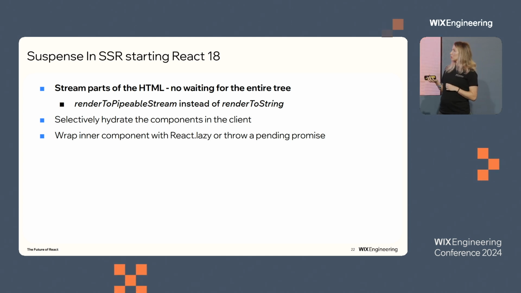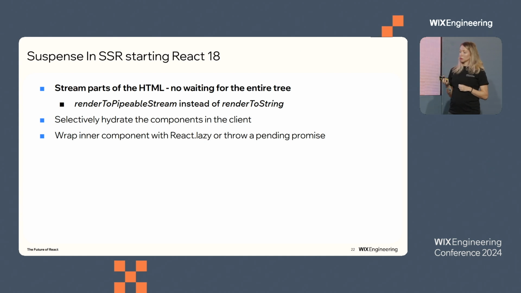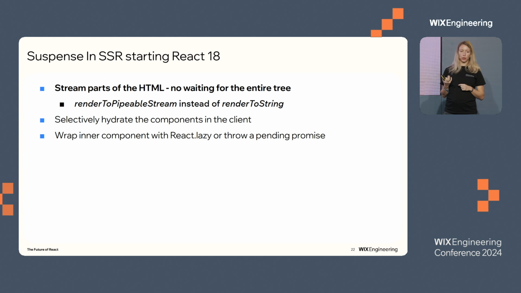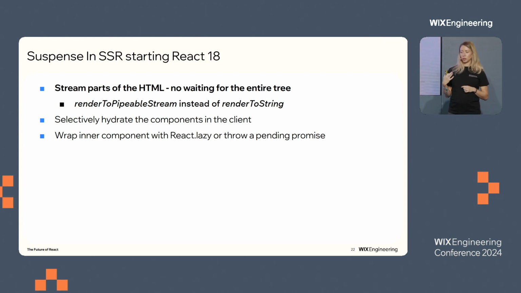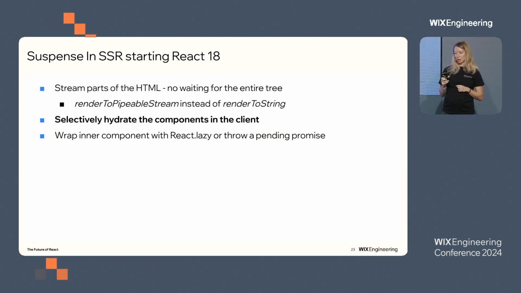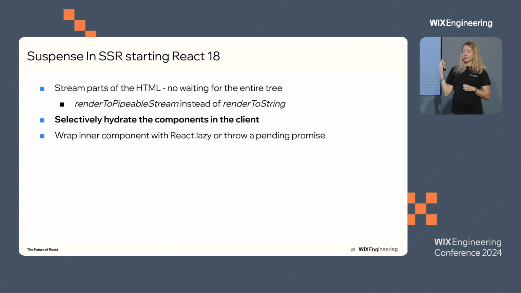This is possible because of the new API called renderToPipeableStream that we are now using in the server to render our React tree. This is instead of renderToString that we used up until now, which does not support streaming or waiting for data. Then in the client, we can selectively hydrate the components.